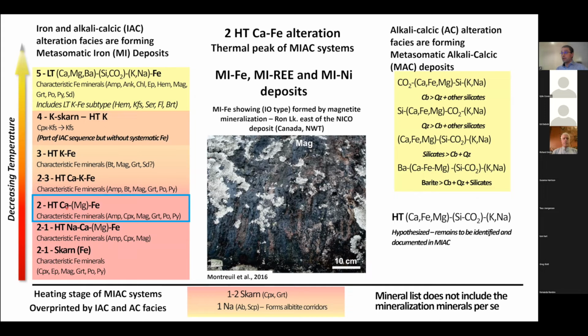As we are getting close to peak temperatures, we're moving to the high temperature calcic, some magnesium and iron alteration facies. And at this stage, we're starting to form a diversity of mineral deposits. We can have metasomatic iron deposits, rare earths, and nickel, with different examples that will be presented in the next slides.